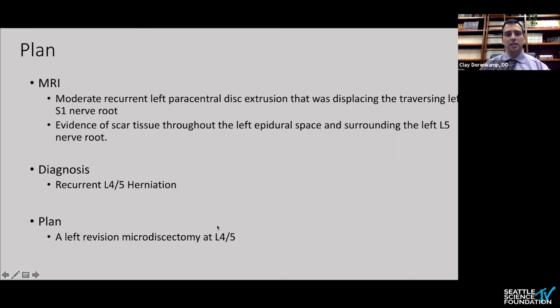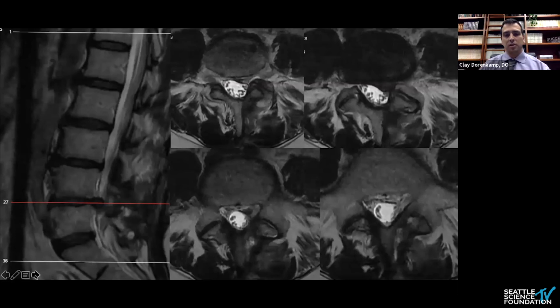Her MRI demonstrated a recurrent left paracentral disc extrusion that was displacing the nerve roots, and evidence of scar tissue throughout the left epidural space surrounding the L5 nerve root. She was diagnosed with a recurrent L4-5 herniation and planned to have a left revision microdiscectomy at that point. So this is her MRI showing the repeat disc herniation.